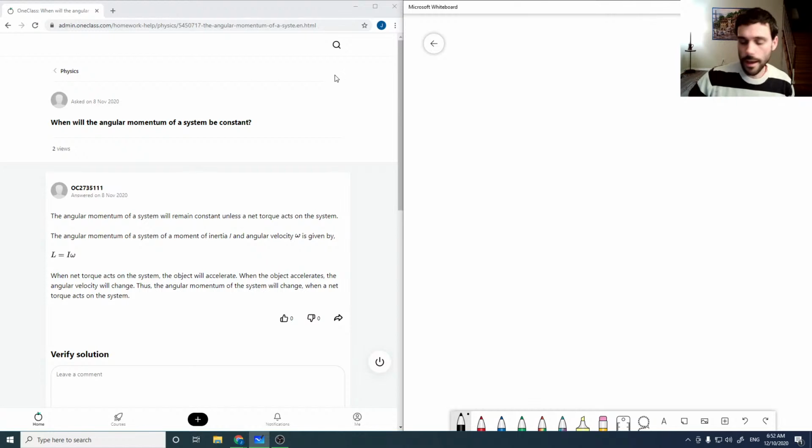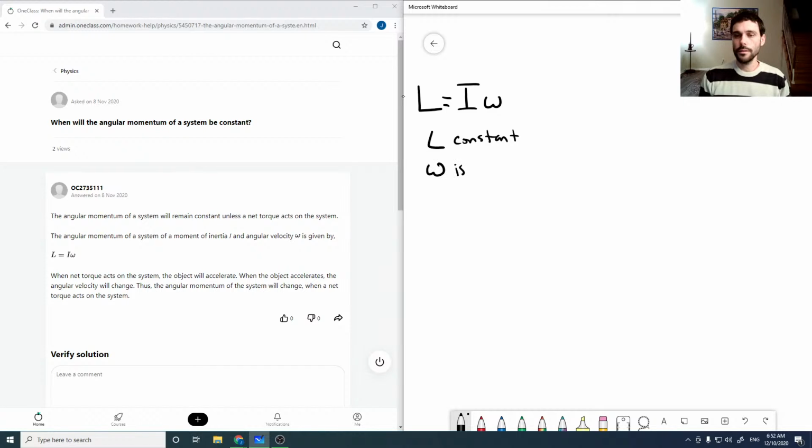When will the angular momentum of a system be constant? So this is kind of another parallel that we have with linear motion. Our angular momentum is defined as I omega. So L is obviously going to be constant if our omega is constant, as I is just our moment of inertia.